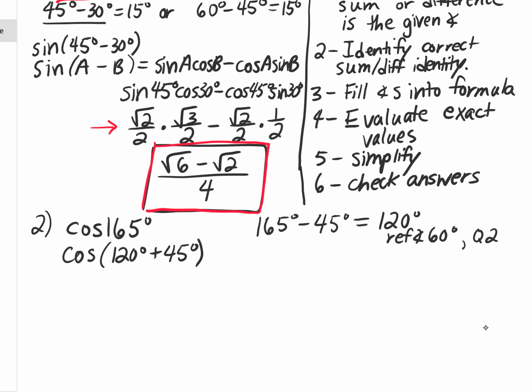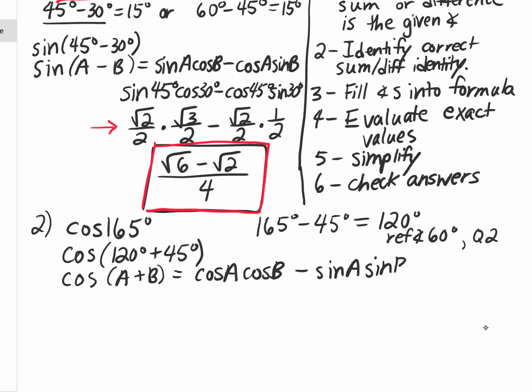And then I'm going to use my cosine sum formula. Cosine of A plus B equals cosine A cosine B minus sine A sine B. Again, if you want to go right into filling the angles in this step, you totally can do that. So it'll be cosine 120, cosine 45, minus sine 120, sine 45.